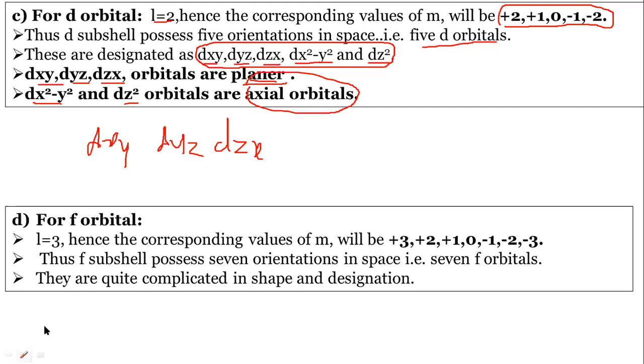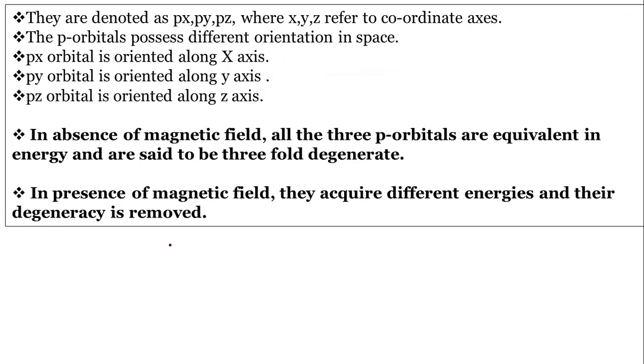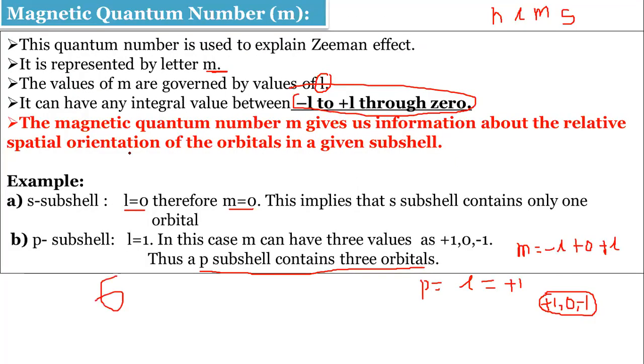Now for f orbital the value of L is equal to 3. त्याच्या व्हॅल्यूज किती झाल्या, +3 +2 +1 0 -1 -2 -3. So total 7 values are there, 1 2 3 4 5 6 7. So 7 orbitals are there, each orbital having the capacity 2 electrons. So याची capacity झाली 14 electrons, याची capacity झाली 10 electrons. त्याच्यानंतर p ची capacity किती झाली 6 electrons आणि s ची capacity झाली 2 electrons.